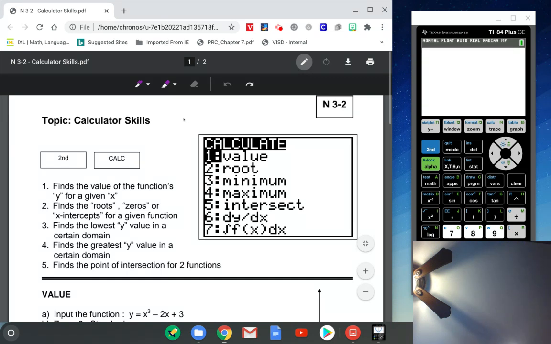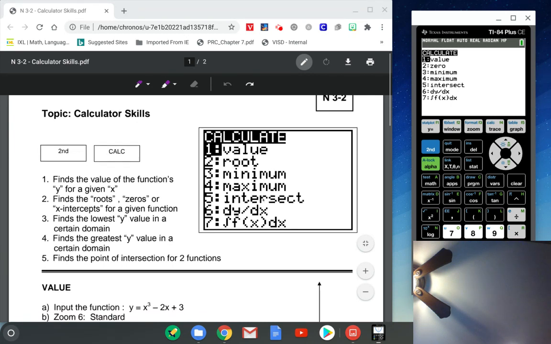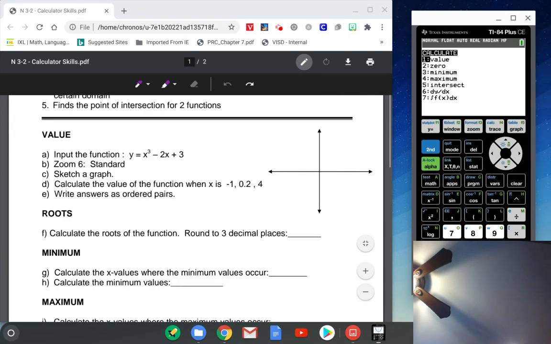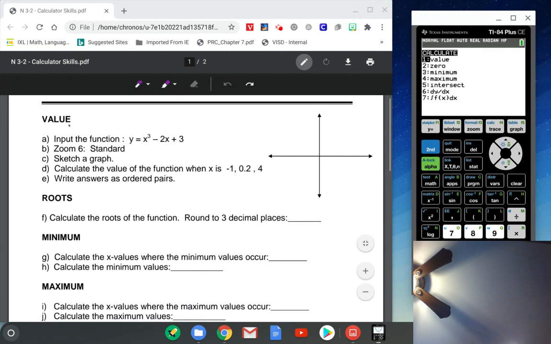And so what we're going to be using today is all in the second calculate screen of your calculator. So if you do second calculate, which is right up here, this screen comes up just like I show in this window, and it does several things for us. We're going to talk about 1 through 5 today. It kind of gives a little overview here, but I think it's easier if we just go ahead and dive in. So we're going to start here by using the value.